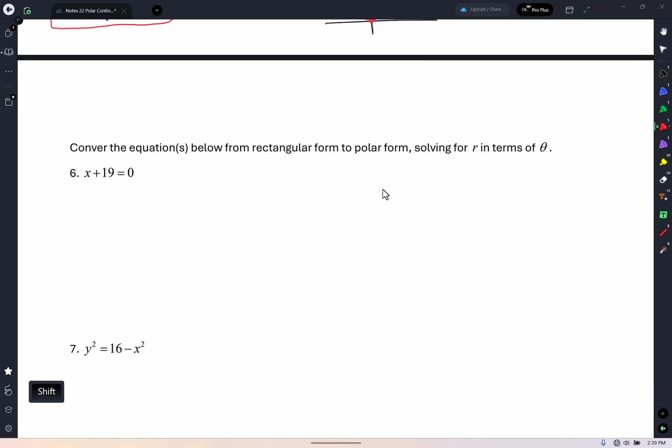You guys ready? Lizardi, you ready? We know that x squared plus y squared equals r squared. We know that x equals r cosine theta. And we know that y equals r sine theta. There's another one, but those are the main 3. I see just a lone x, so all I'm going to do is plug in that r cosine theta. So r cosine theta plus 19 equals 0.